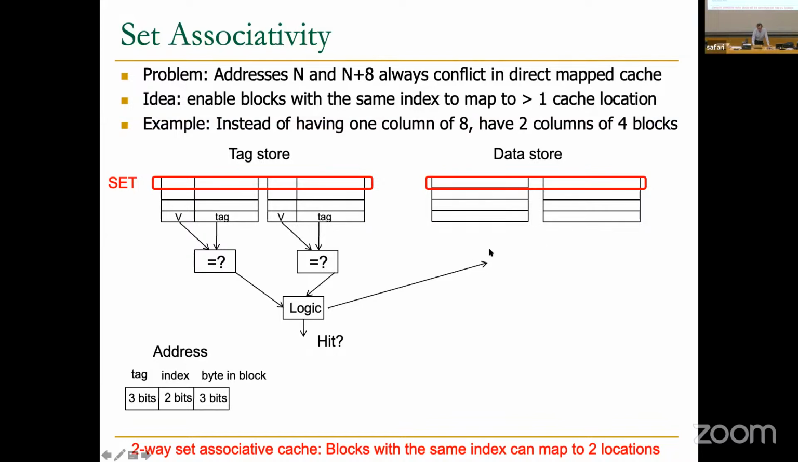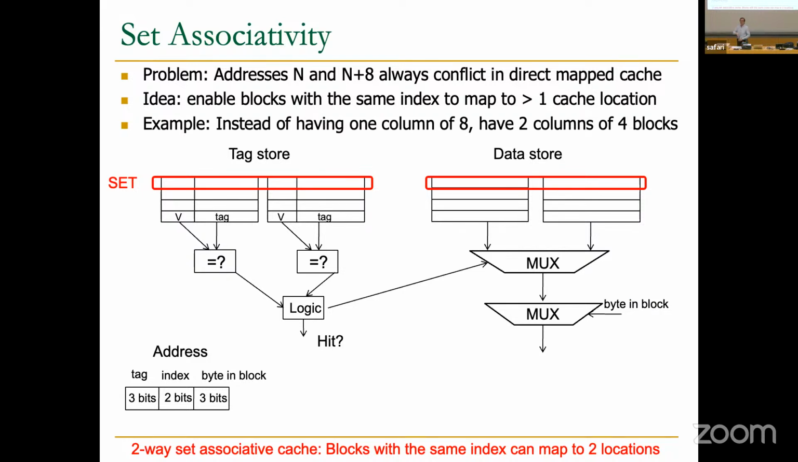But basically, here's another mux that we introduce. This mux basically says it's a hit in the cache, it's in way 0 or way 1. And this is the data. This mux gives you the 8 bytes. And then you have the mux to multiplex out the bytes that you need in the block. Okay, so that's beautiful, as you can see.